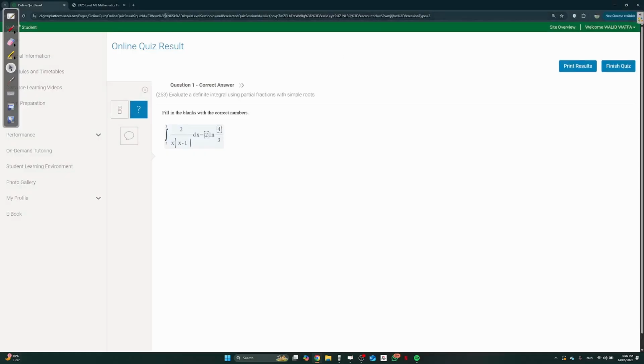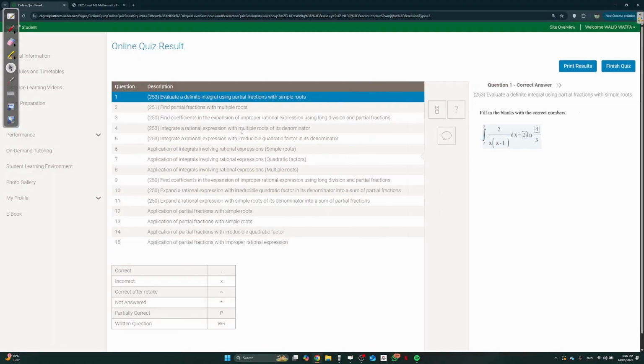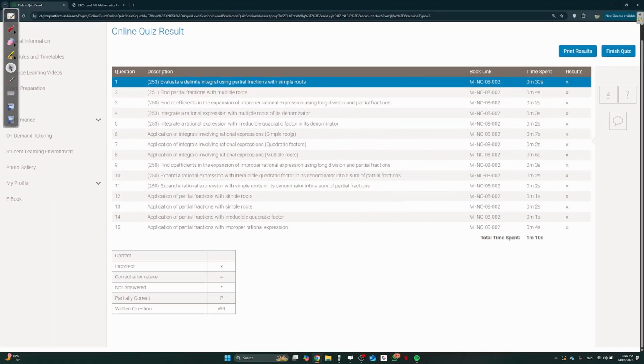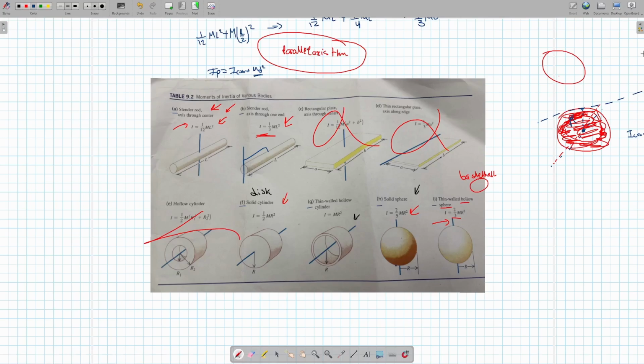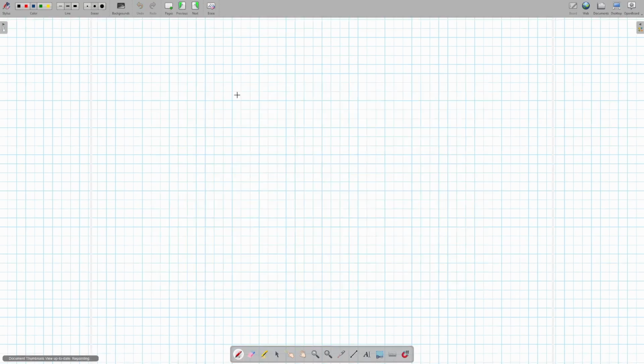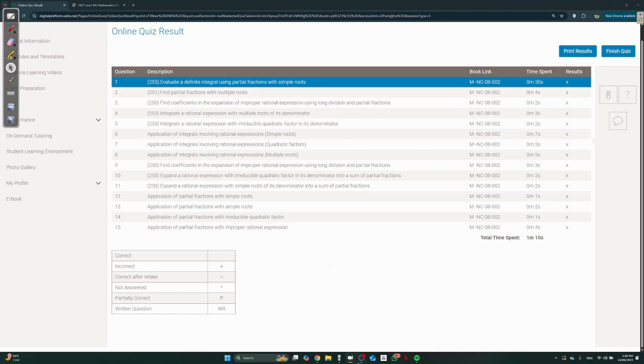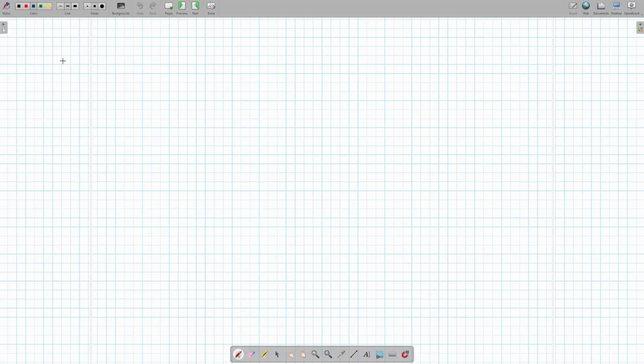Welcome to chapter 8.2 math. Welcome to partial fraction decomposition. I'm going to explain before I start. Okay, just to make sure my mic is on. In math, you can split up fractions.